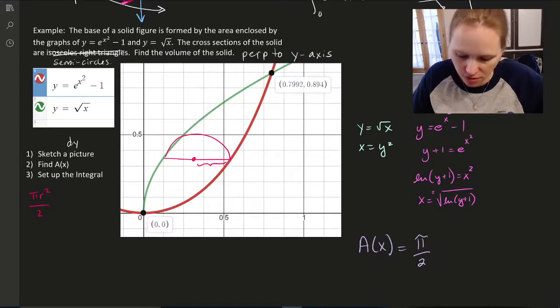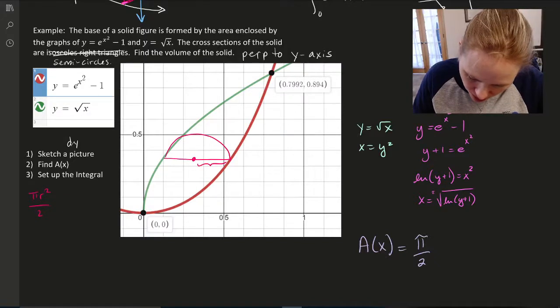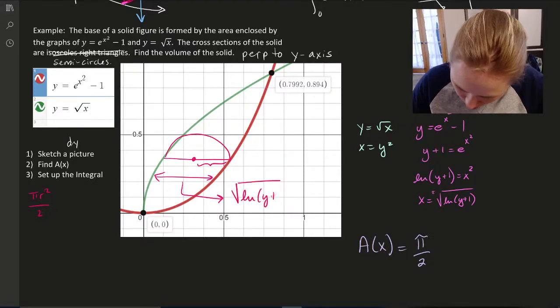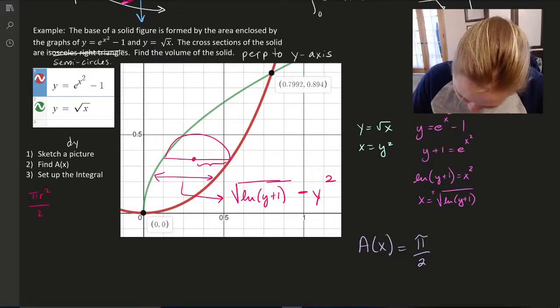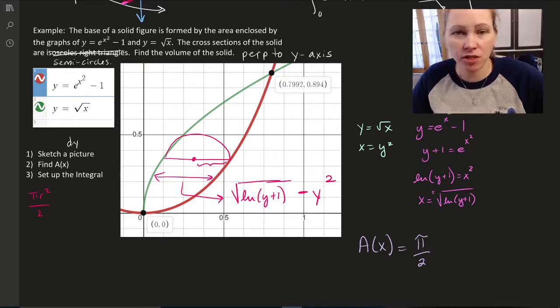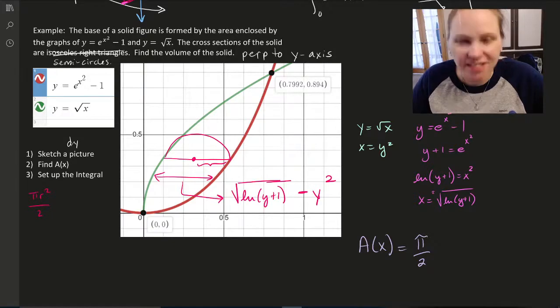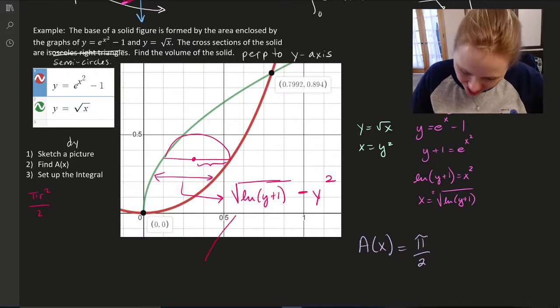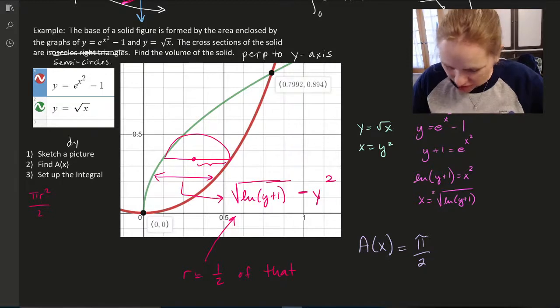minus the green curve. So this distance here is the red curve, so it would be the square root of ln of y plus 1 minus y squared. So it's the same concept, but this time everything's in terms of y because it's a dy setup. But the radius is half of that. So if that's the full distance, the radius is this.